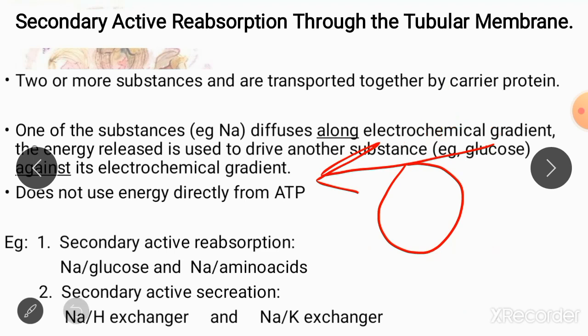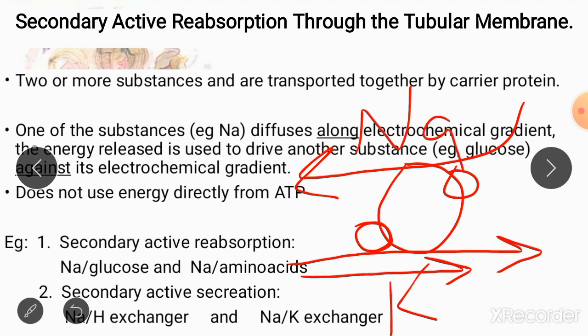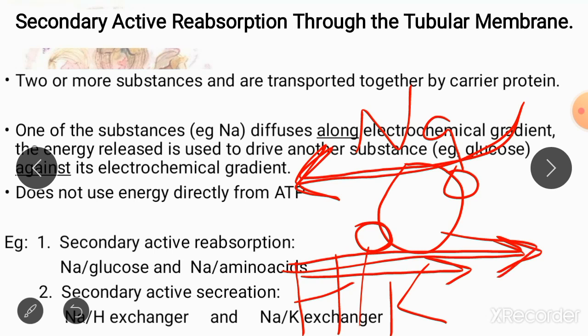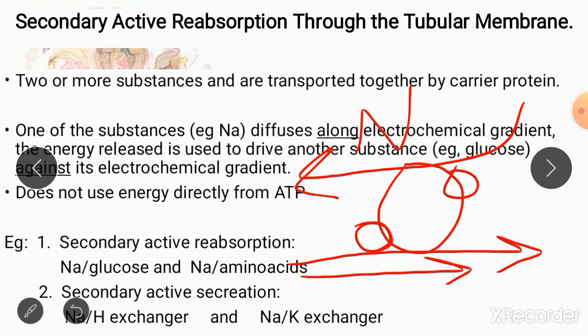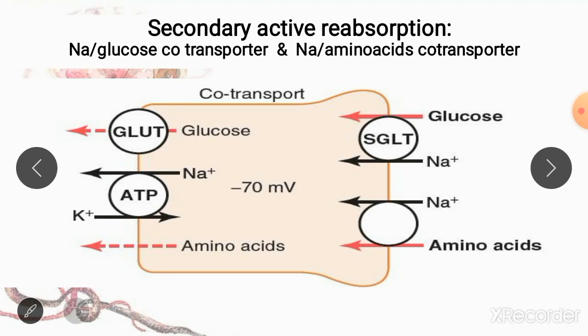But in some other instances there are such proteins present which attach sodium on the outer side, and they attach another substance from inside the cell and throw it outside against its concentration gradient, and here you can see that this will result in the secretion of this second component. And such examples are the sodium hydrogen exchanger and the sodium potassium exchanger. So either sodium can move in and throw out a hydrogen ion, or sodium can move in and throw out a potassium ion, and these are known as sodium hydrogen and sodium potassium exchangers, and this is an example of antiport or counter transport.